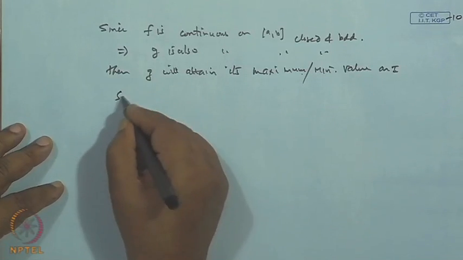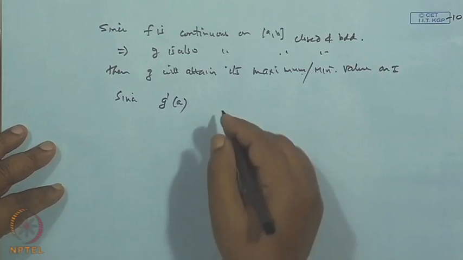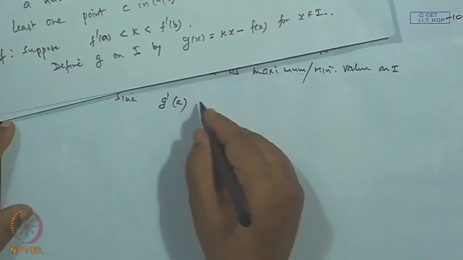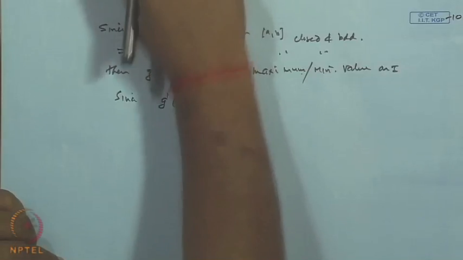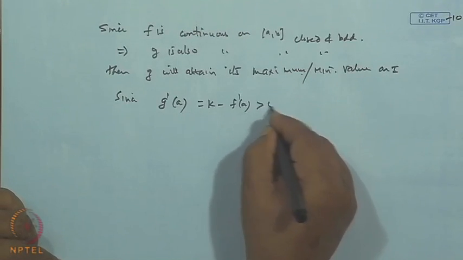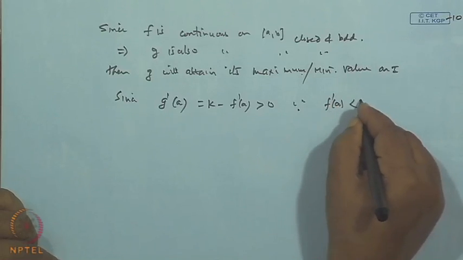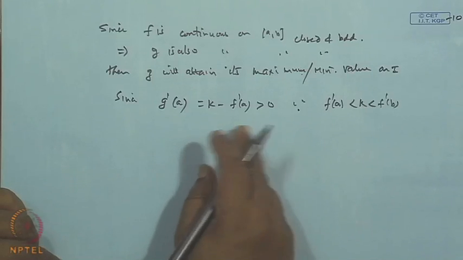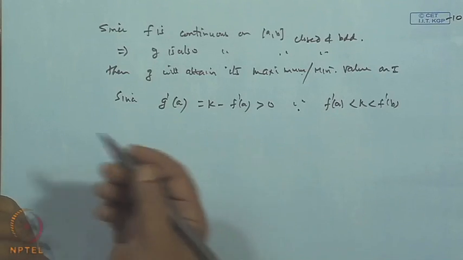Now, since our derivative g prime a, by definition, is coming to be what? k minus f prime a, just by differentiating, and this g prime a is positive. Why? Because we chose k to lie between f prime a and f prime b. So, this is positive, this is positive. Now, it follows from the previous lemma.